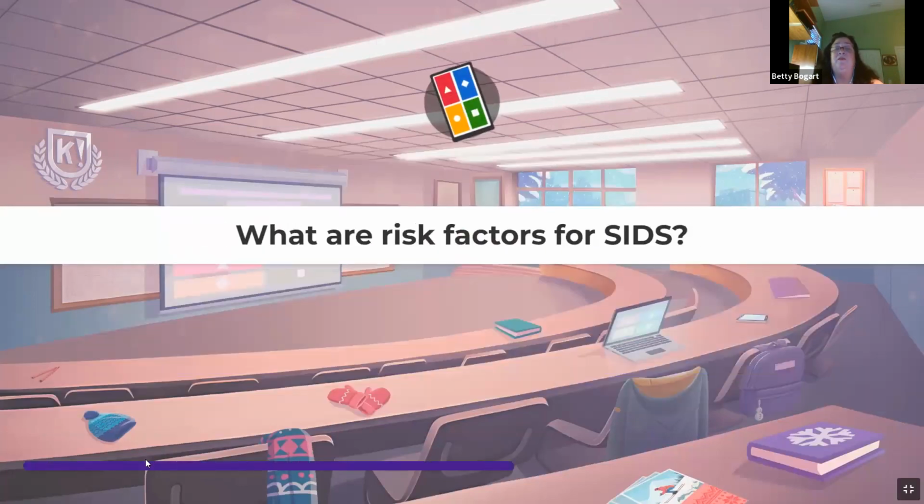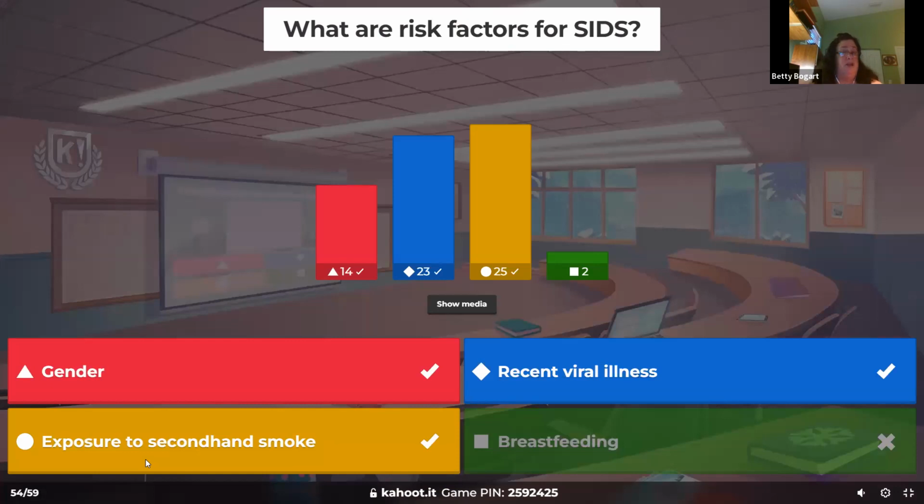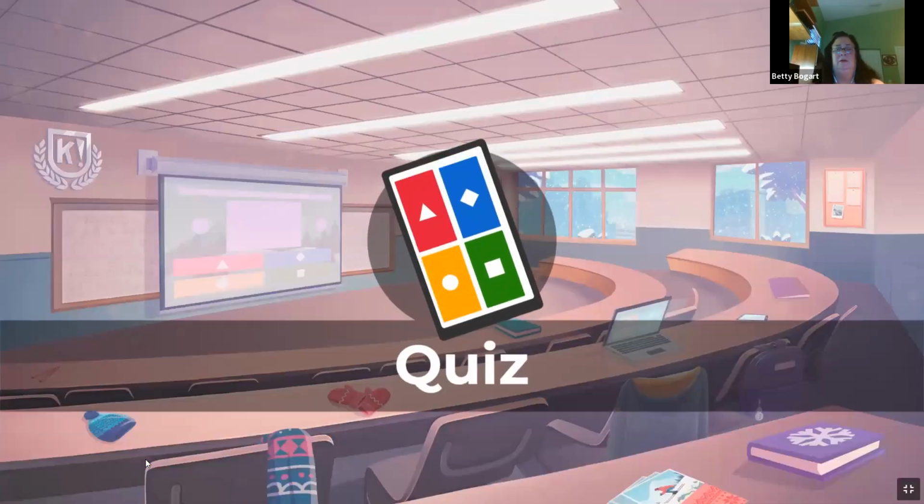Multi-select. What are the risk factors for SIDS? Sudden infant death syndrome. Risk factors. What can cause a SIDS death? And gender, males are more at risk, secondhand smoke, recent viral illness, heat, stuff in the crib with them. Breastfeeding decreases the amount, so it is not a risk. It's actually a benefit.